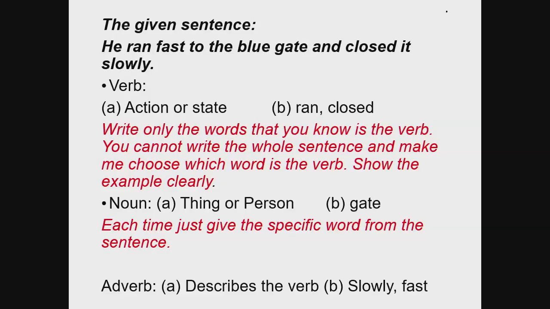Then the next part of speech, a noun. A noun is a person or a thing. So what is the noun in the sentence? The noun is only gate. Each time just give the specific word from the sentence.